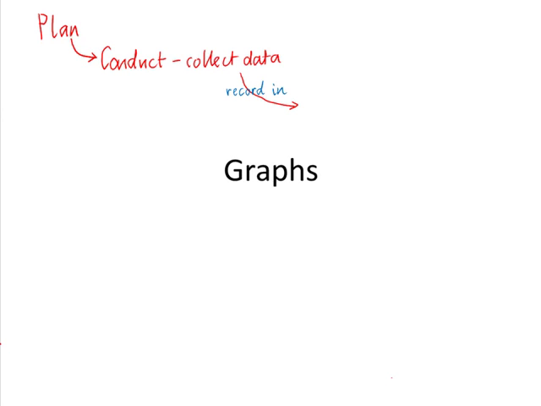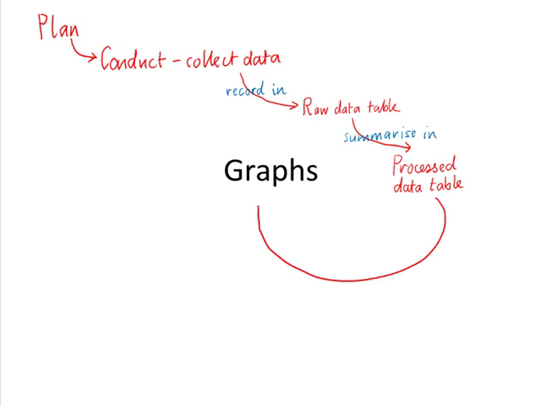After you've recorded your data in a raw data table and then summarized that in a process data table, the next step is to represent your data graphically. Why do we use a graph to represent data? Because graphical representation, meaning representation in a graph, is easier to interpret than tabulated data in a table.